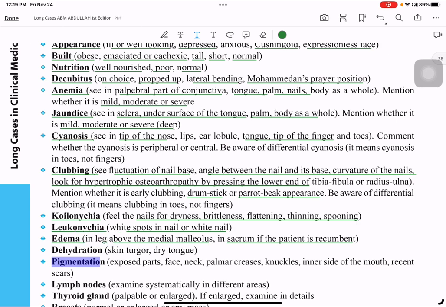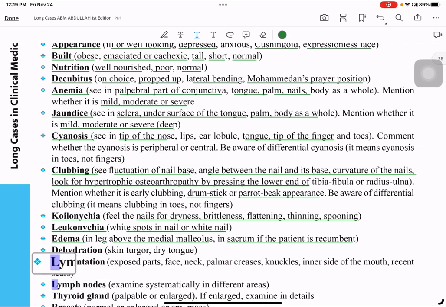Then pigmentation. We should look for pigmentation in the exposed parts of the body: face, neck, palmar crease, knuckle, inner side of the mouth, recent scar. Pigmentation may indicate Addison disease. Pigmentation may indicate some local skin disease. Pigmentation may indicate liver disease or kidney disease. So a lot of diseases can be diagnosed from evidence of pigmentation in the patient.